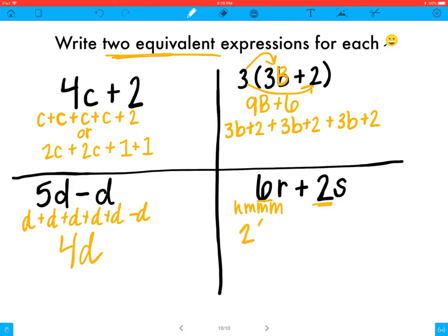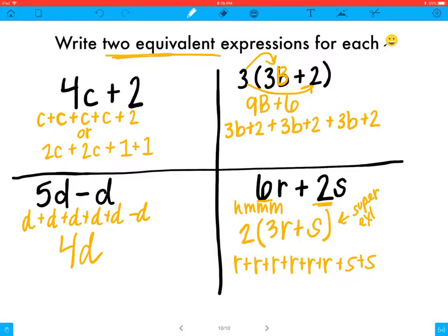I'm looking for the greatest common factor between 2 and 6, and it is 2. I pull that 2 out. And I know 2 multiplied by 3 is 6, and then 2 multiplied by s will be 2s. So I can still get the same answer of 6r plus 2s. Or I could write r plus r plus r plus r plus r plus r plus s plus s. Whew, that was a mouthful, but I made it through, and I'm feeling super fancy and super extra for using the distributive property.